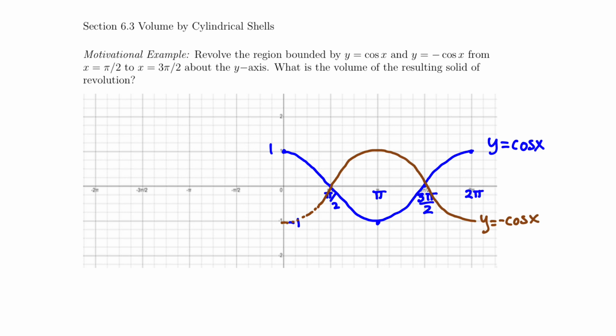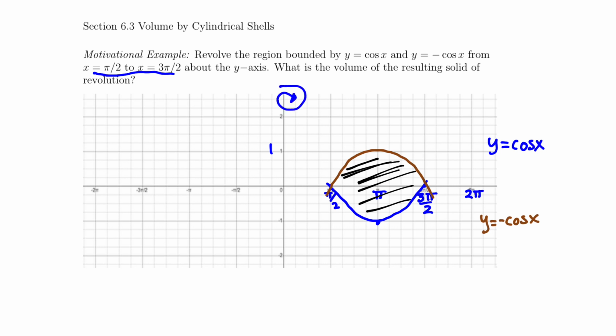Now we're restricting ourselves between pi over 2 and 3 pi over 2. So I'm going to erase some of this stuff so that it's out of my vision, and center my attention on the region bounded by those two curves, y equals cosine x and y equals negative cosine x. Y'all good so far? And then we're going to send that shape about the y-axis this time.